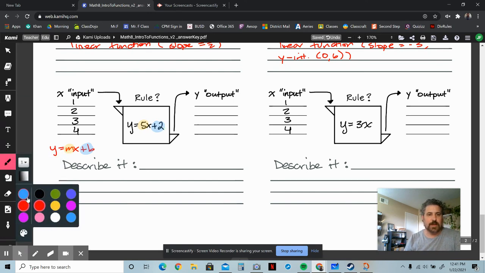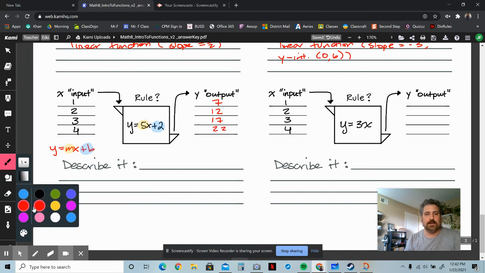Let's just do our multiplication before we add. So let's do 5 times the input and then add 2. So 1 times 5 is 5 plus 2 is 7. 2 times 5 is 10 plus 2 is 12. 3 times 5 is 15 plus 2 is 17. 4 times 5 is 20 plus 2 is 22.